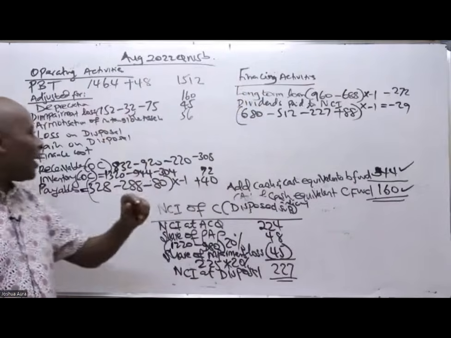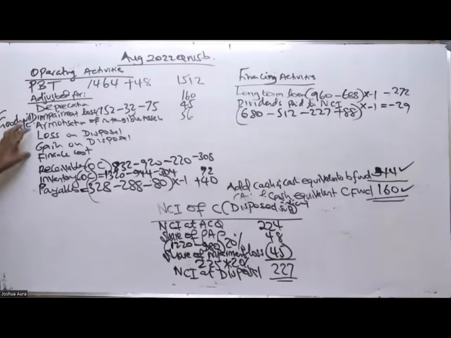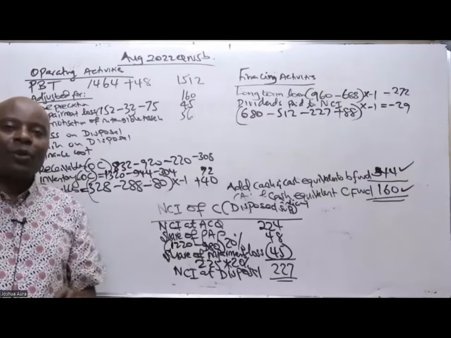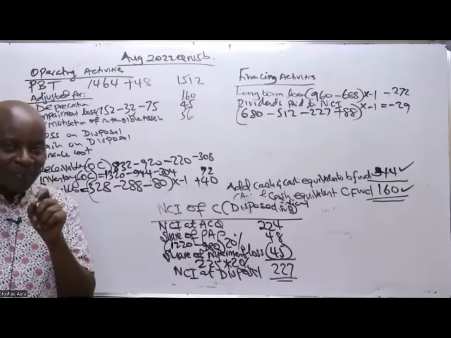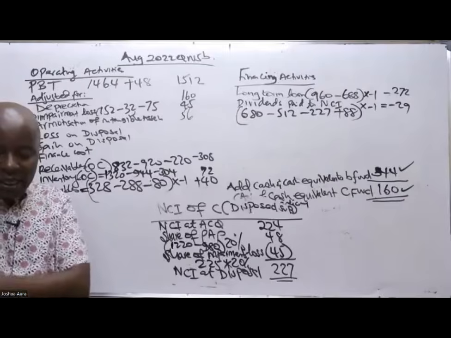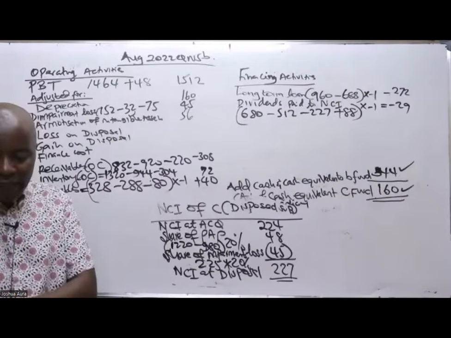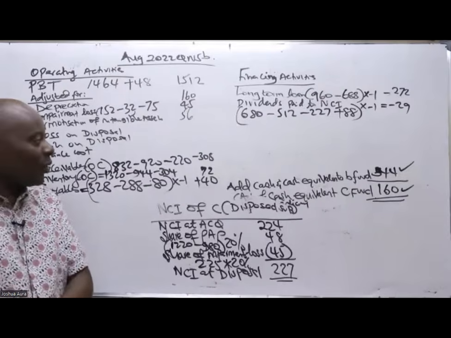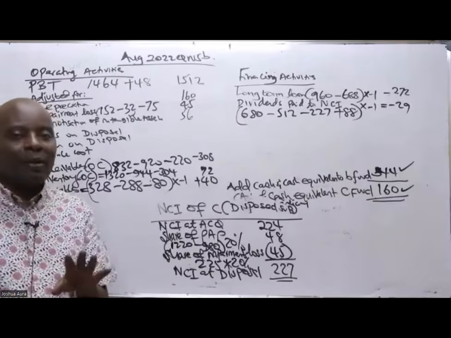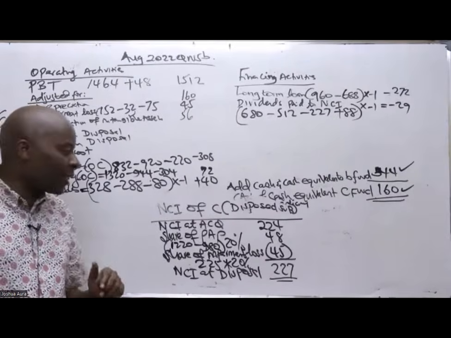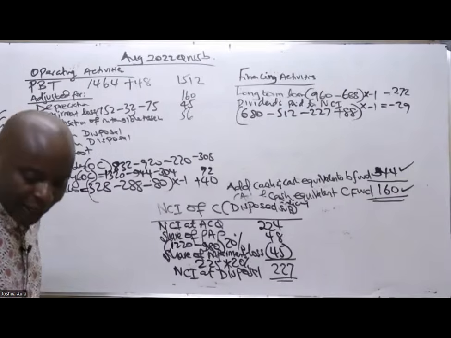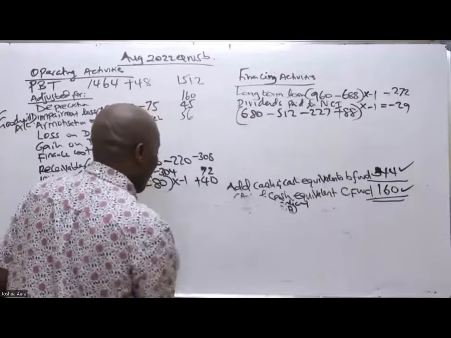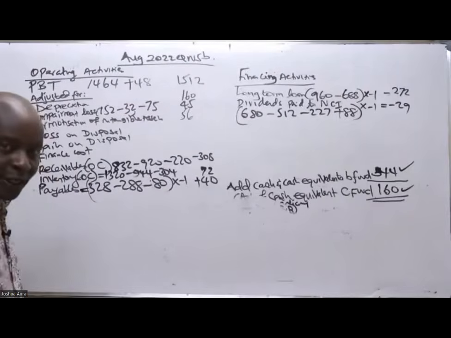Now, nikishafika hapa, of course, most of these others were done in our yesterday's class, but the only other working I'm supposed to look at is the associate. And you see, associate is normally the easiest to handle. If you're not able to handle an associate, then know that you have a problem as well. So associate, we normally handle it here under investment because we invested in an associate.